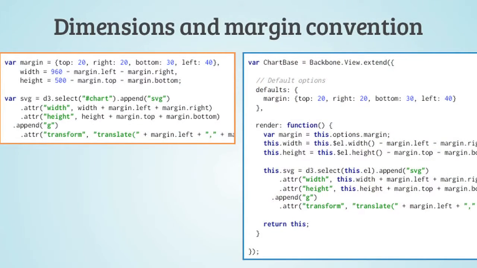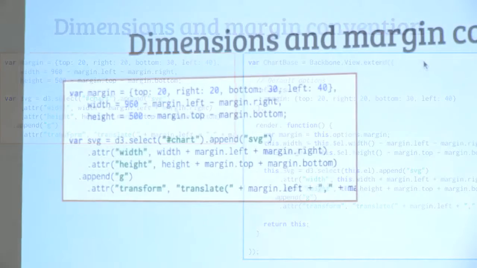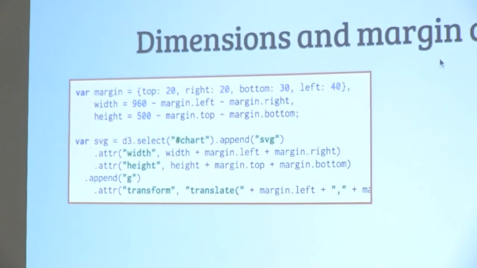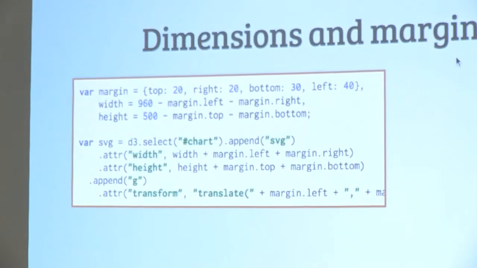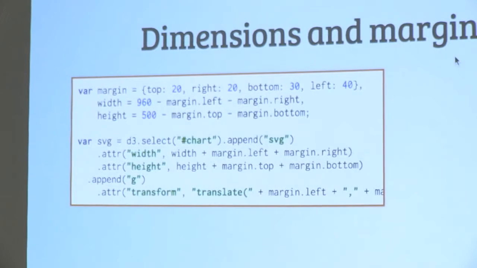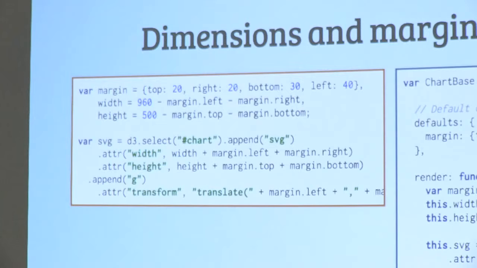So here's a piece of D3 code. Here's a really simple one, this is the margin convention. Can you see it back there? Somewhat, okay. You can check out the details later. So it's defining the margins and the dimensions of the chart. And what it looks like in Backbone could be something like this.